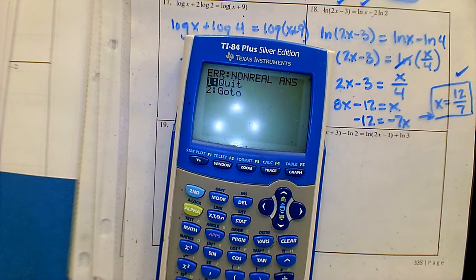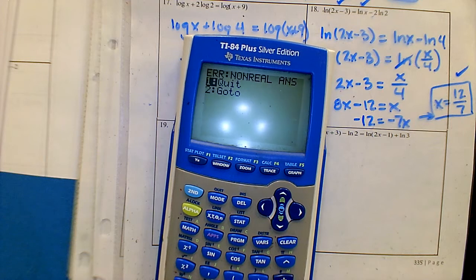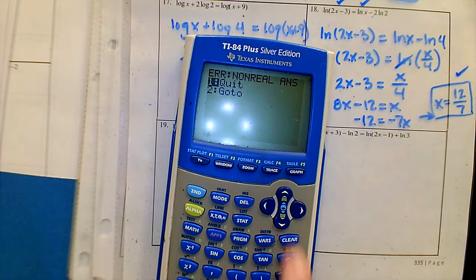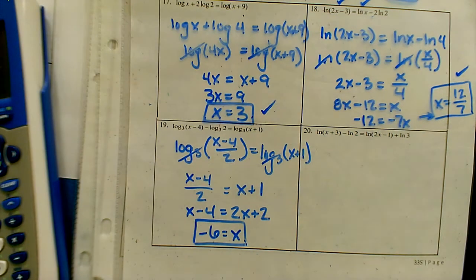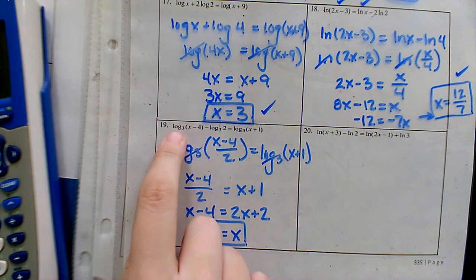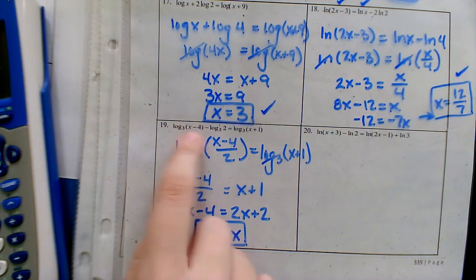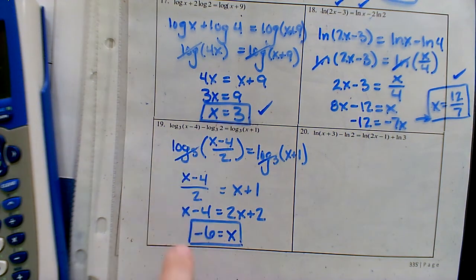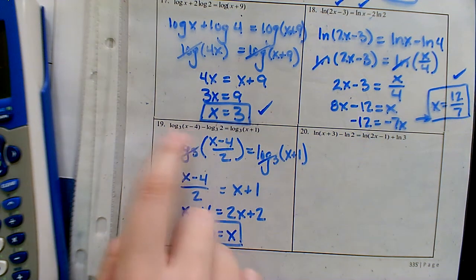What happened for that one? No real answer, no real solution. Do you notice how all the other ones we checked, we actually got a number out, but this one isn't? Why do you think that is? It doesn't work. So somehow log base 3 of negative 10, after we plugged in negative 6, this was negative 10, somehow that wasn't able to be solved.